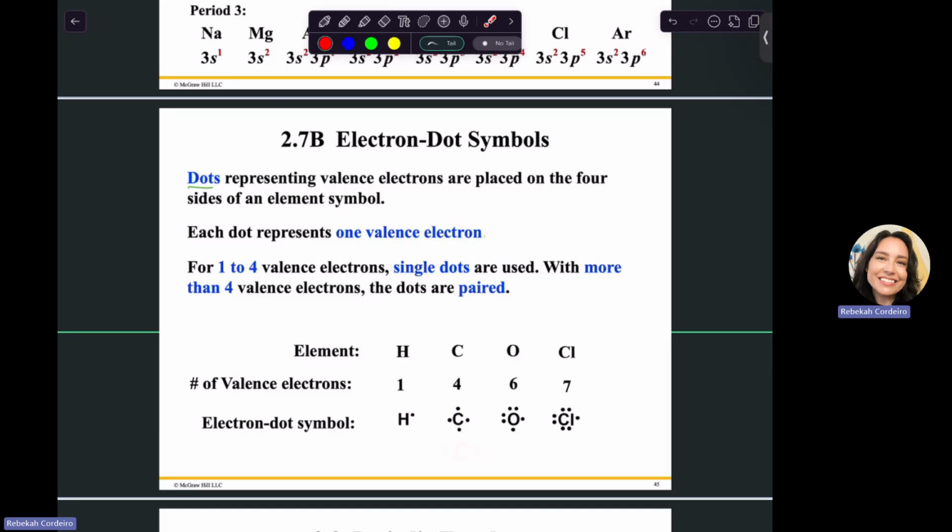But for example, with oxygen, we would probably start with 1, 2, 3, 4, and then we would go 5, 6. And you could go 5, 6 on any of them. You could have oxygen look like this, or it could look like that. It doesn't matter as long as you've got 2 unpaired and 2 pairs to make up your 6. And then for your halogens in group 7, you're going to have just one unpaired electron. Everybody else is paired.